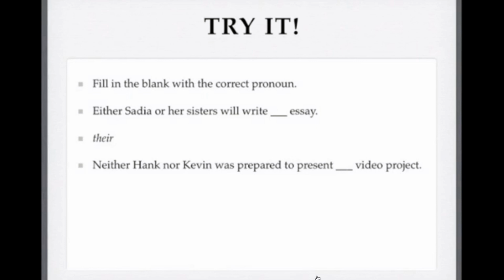Try this one. Neither Hank nor Kevin was prepared to present blank video project. Okay, I'm going to focus in on the verb because I see the keyword "nor". Was prepared. I find the subject closest to was prepared, Kevin. Kevin is singular, my pronoun needs to be singular. Kevin's masculine, my pronoun needs to be masculine, his.